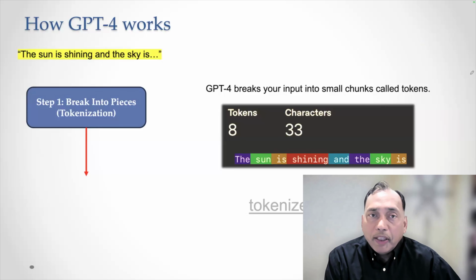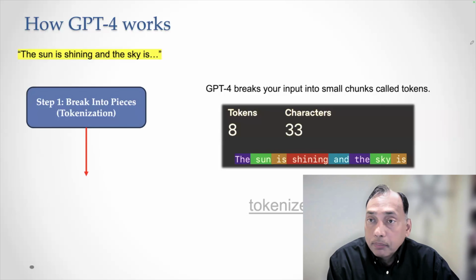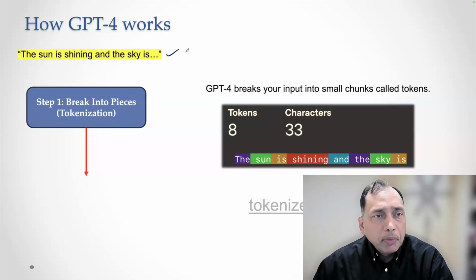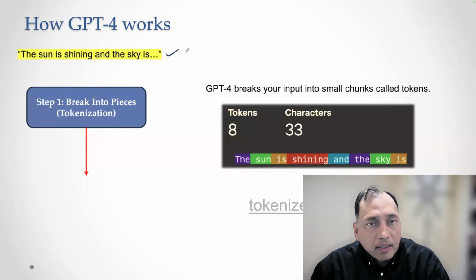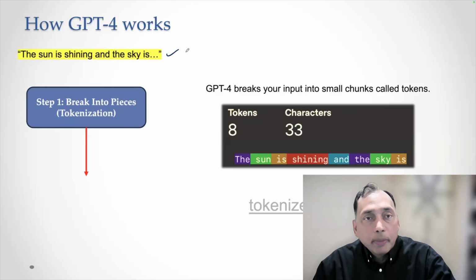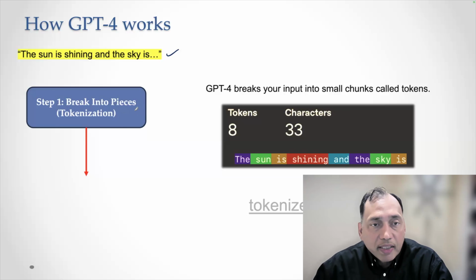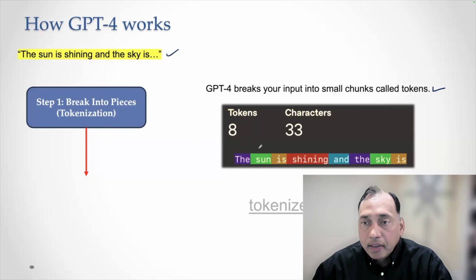Now, how does GPT work? We'll go through a simple example. Suppose we have this sentence which is not complete: "The sun is shining and the sky is", and we want to use GPT-4. In step one, it will break the input into pieces, and this process is called tokenization. GPT-4 breaks your input into small chunks called tokens. In this case, there are 8 tokens and 33 characters.